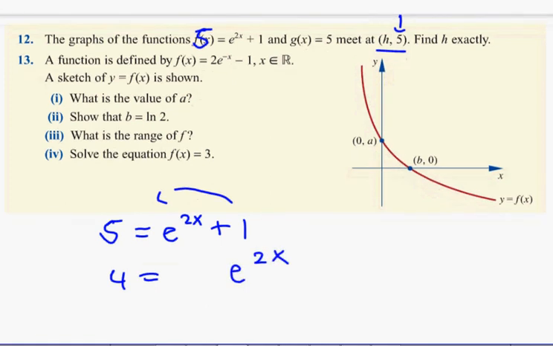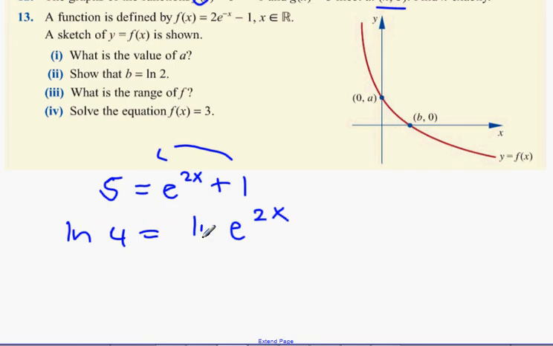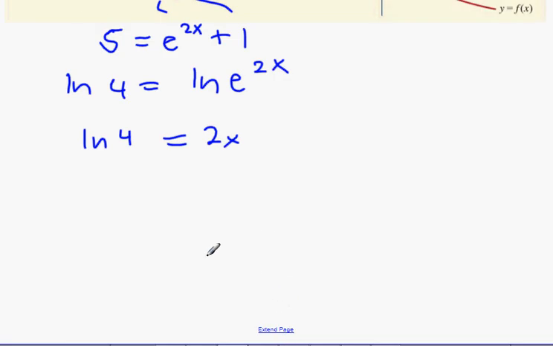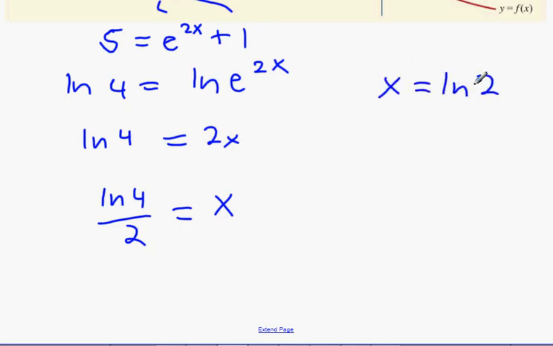How do you get rid of x in the power position? ln both sides. And now we're going to get 2x ln e. And what's ln e? 1. 2x equals ln 4. Therefore, if you look at the back of the book, it's going to be ln 4 over 2 equals x. A lot of people would leave the answer like that, which is fair enough. The answer in the back of the book is ln 2.